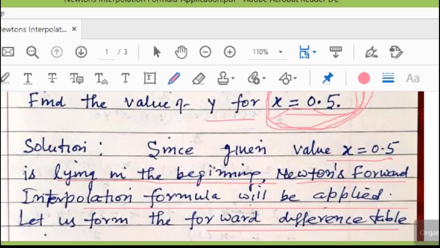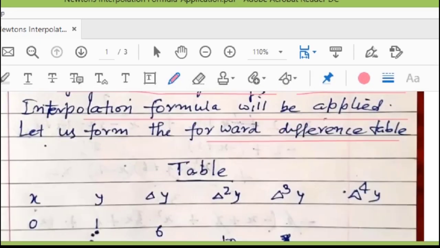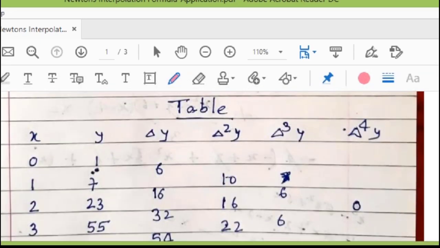Let us form the forward difference table. Now form the difference table. This is the difference table. These are the values given.